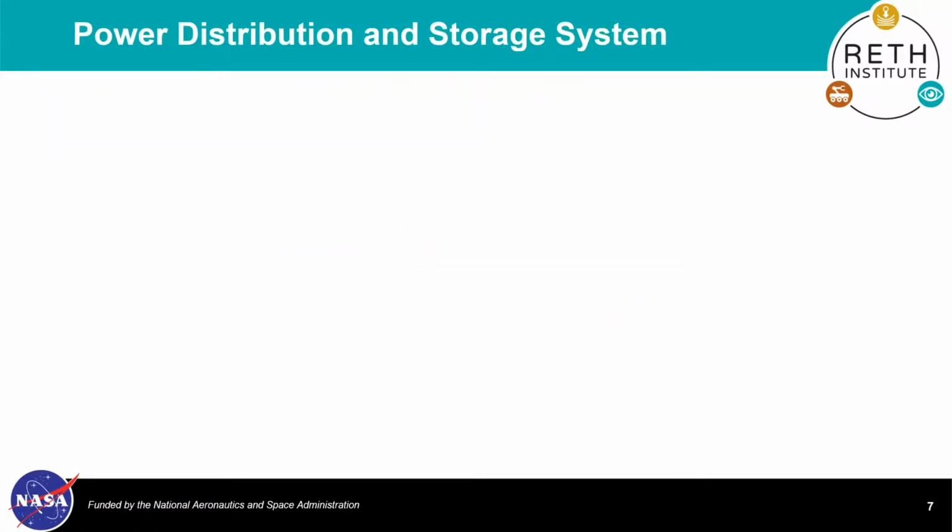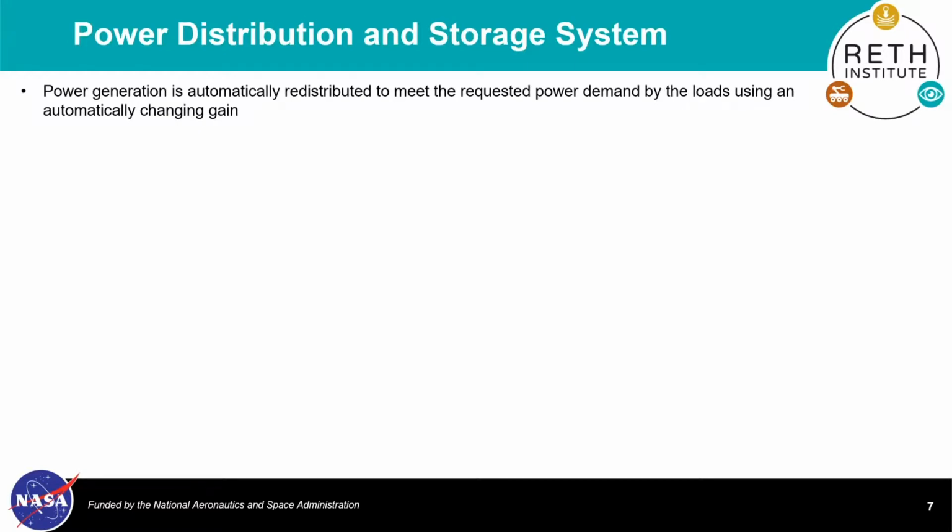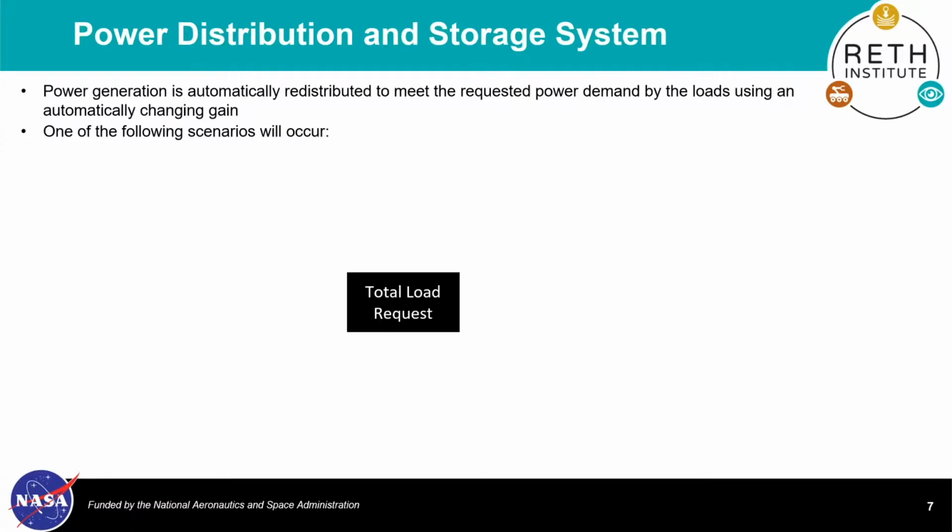Finally, to talk about the power distribution and storage system, which can automatically redistribute the power generation to meet the requested power demand by the loads, using an automatically changing gain. One of 3 scenarios will be happening at any given time, depending on the difference between the load request and the total power available, and the power distribution system can handle any combination of them.